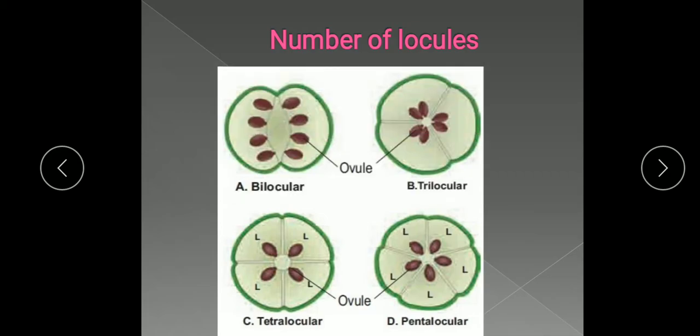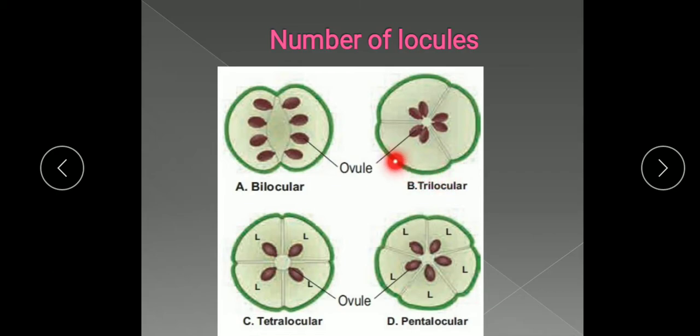What are locules? A chamber or compartment in the ovary is termed a locule. On the basis of the number of locules, there are types of ovary. If only one chamber is there, then it is a unilocular ovary. Unilocular ovary is found in cucurbita and stellaria. Bilocular ovary means two chambers. Here you see bilocular, here 1 and 2 locules are there. In the center you see the placenta. On the placenta these ovules are attached. So two locules, two chambers, bilocular, for example in solanum.